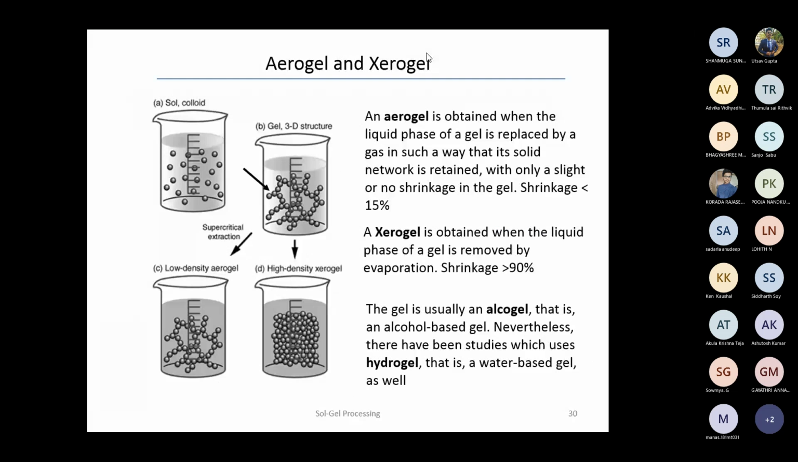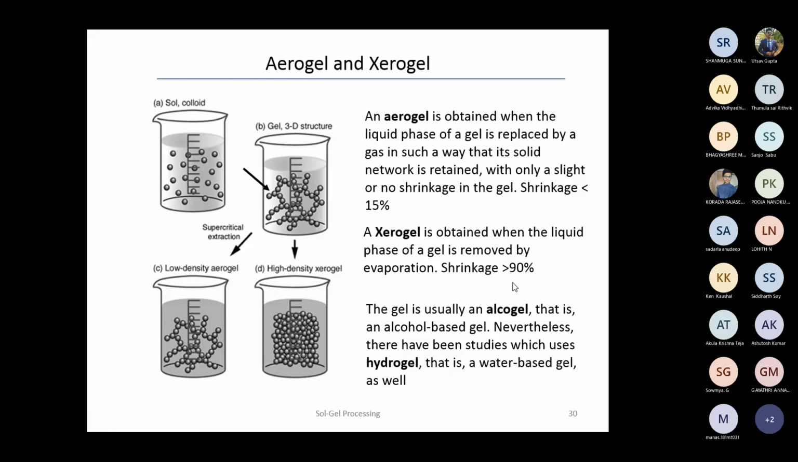So this is actually aerogel and xerogel. Aerogel is obtained when the liquid phase of the gel is replaced by a gas. In such a way, only the solid network is retained, with only slight or no shrinkage in the gel. So shrinkage will be less than 15%. Xerogel is obtained when the liquid phase of the gel is removed by evaporation. In this case, shrinkage will be 90%. Okay. So this is the basic difference between aerogel and xerogel.